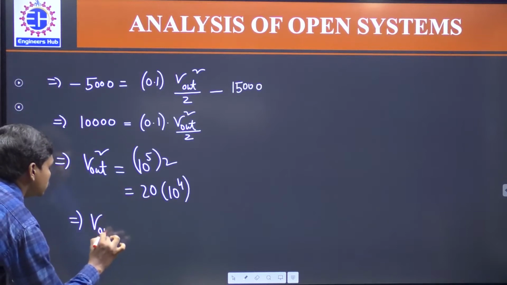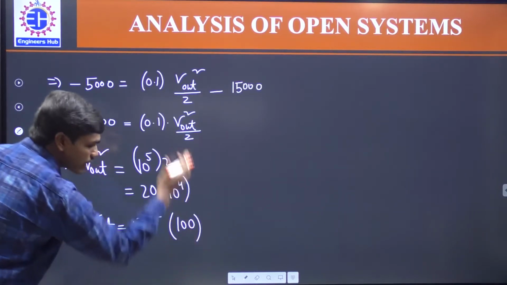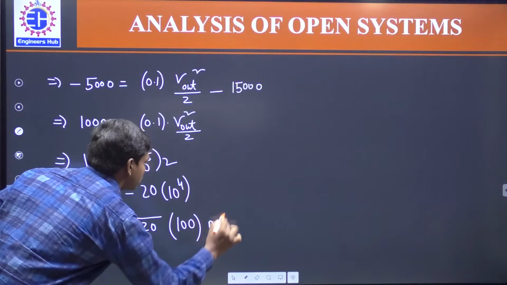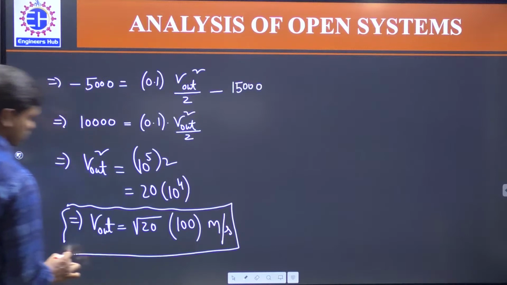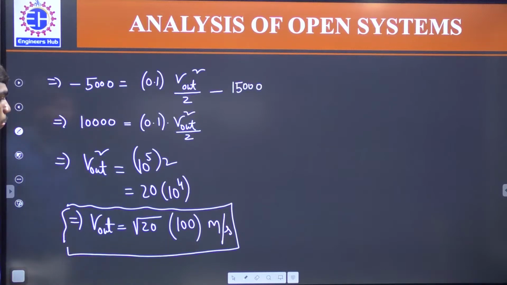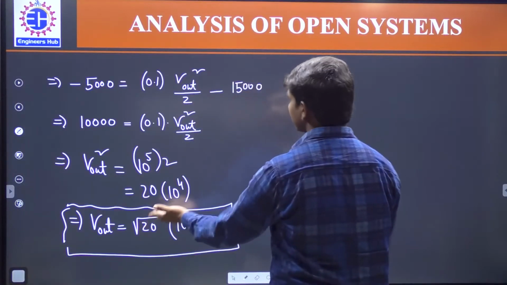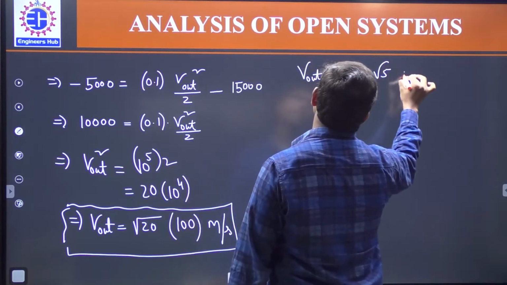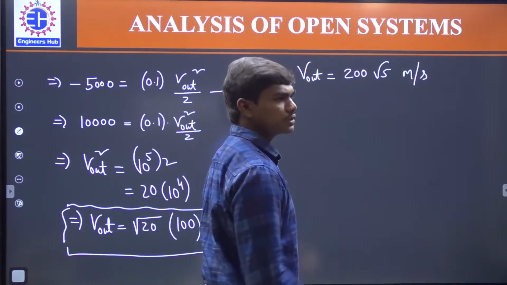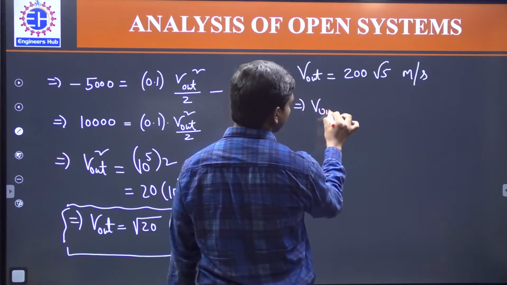So V out is equal to square root of 20 into 100, because square root of 10 power 4 is 10 square, 100 meters per second. Let us simplify this. Root 20 can be written as 4 into 5, so 200 into square root of 5 meters per second. And root 5 is 2.23, so generally 447 something would be correct. So 447.21, all of you.